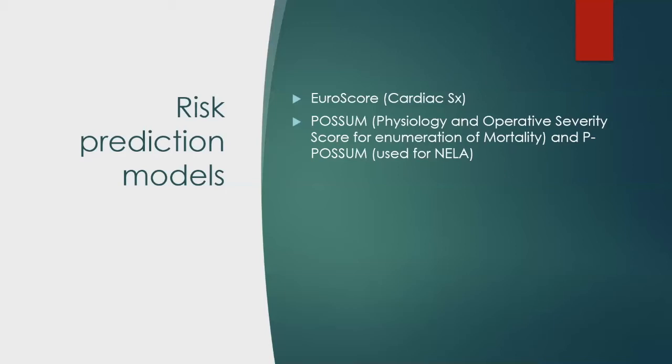So P-POSSUM is the prediction model we use for our NELA. NELA stands for National Emergency Laparotomy Audit. So basically, P-POSSUM is the risk prediction model we use for emergency laparotomies. And believe me, it is a very well validated risk prediction model. Surgeons and anesthetists do it together. It is easy-to-use software. You put in the patient physiology data and the operative severity score data, and then the software gives you a score and, based on that, the mortality. That mortality is the real chance of your patient dying in an emergency laparotomy.